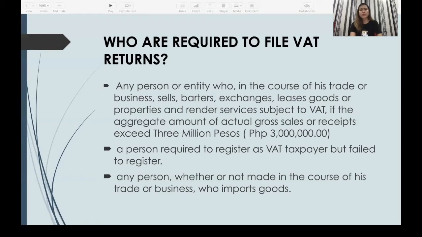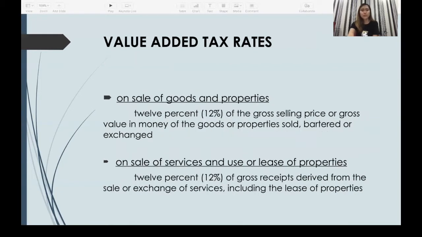Next, a person required to register as VAT taxpayer but failed to register. There are other individuals who should be filing but failed to register. So they are the ones who are required to register as VAT taxpayer. And here it is any person, whether or not made in the course of his trade or business, who imports goods.